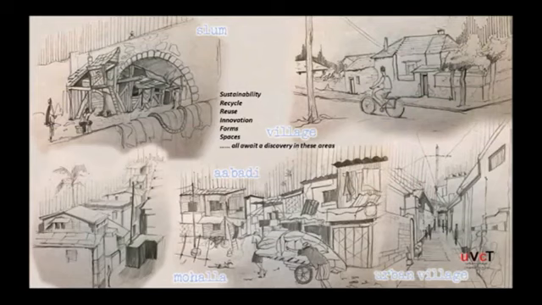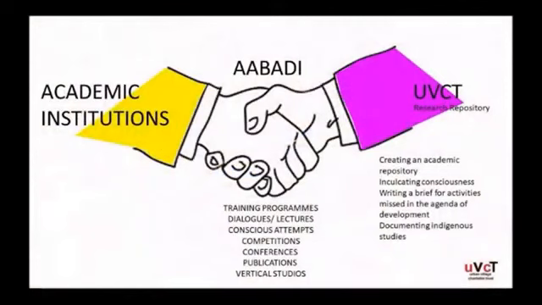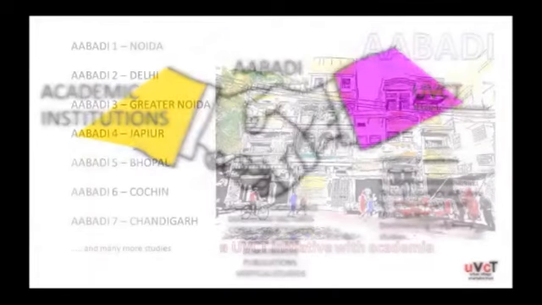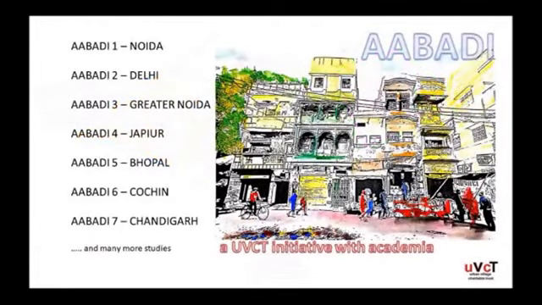Now, AABADI is a handshake. It's a format through which UVCT engages with academic institutions to develop training programs, dialogues, lectures, conscious attempts to develop design studios with a conclusion, to put up competitions, conferences, publications, and vertical studios, as a result of which we believe that we would have individuals who are architects with better consciousness and more geared up to understand the situations in these areas and henceforth attend to them when they reach their practice. While we submit all the studies that are done through the handshake to government bodies.